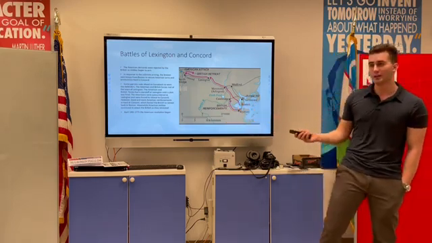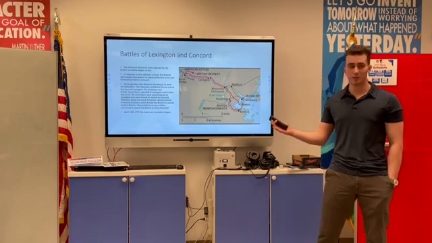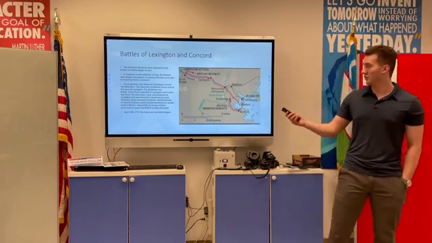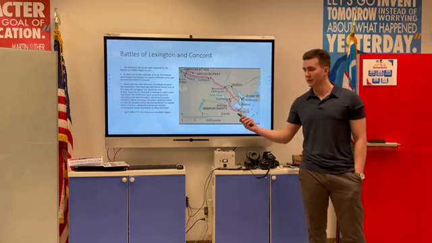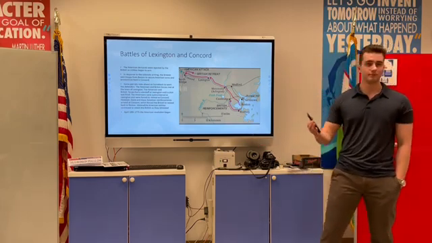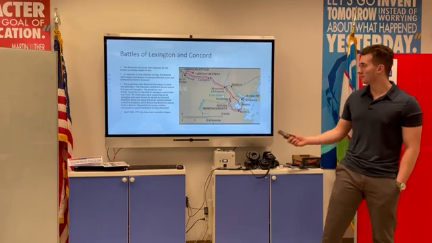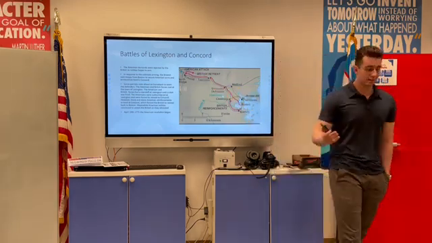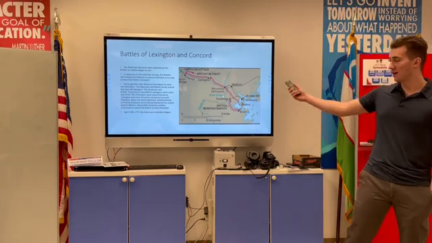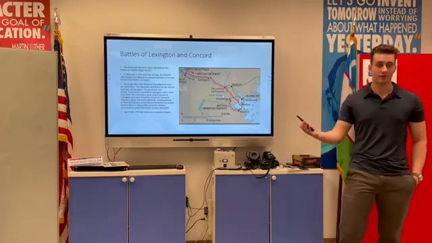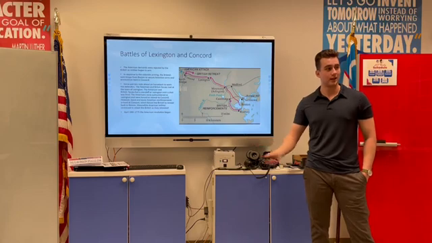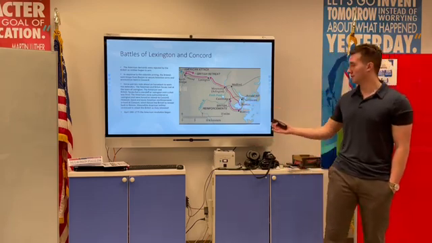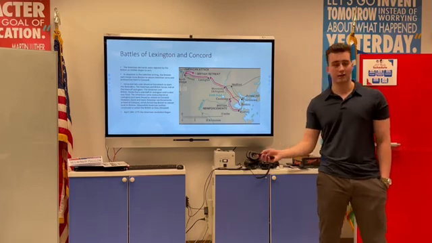The British and Americans have a standoff until someone fires, most likely an American, but it's not really confirmed. So somebody fires and they start fighting. But the Americans are outnumbered, so they retreat back to Concord and the British chase them. But more and more Americans keep showing up. So eventually the British are outnumbered now, and they have to retreat all the way back to Boston. So this was the first battle of the Revolution.